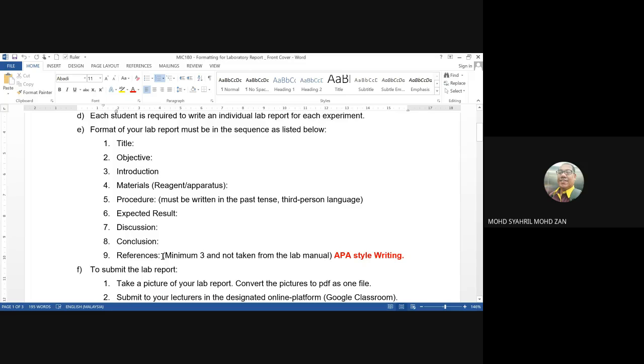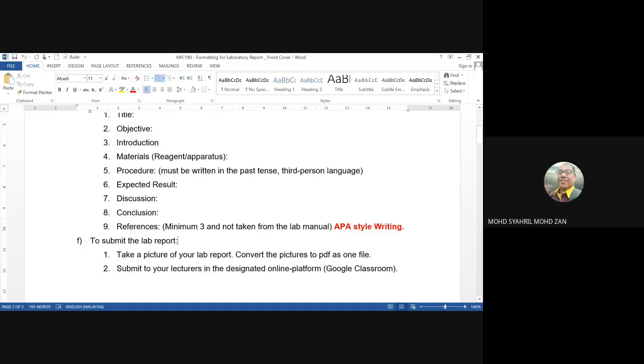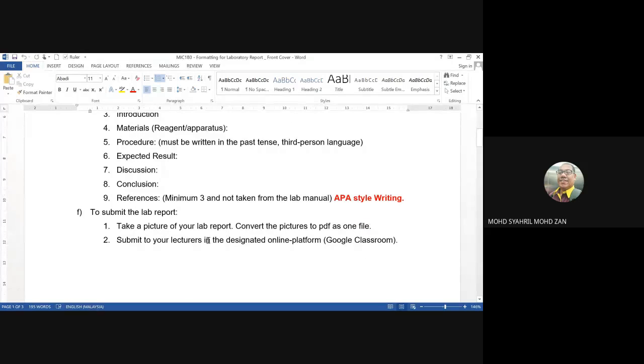The last one will be your references. Minimum 3, and not taken from the lab manuals. Make sure you have your own references, and those references must be written in APA style. So please open your Google and check APA style writing. To submit the lab reports, take a picture of your lab reports, convert the pictures to PDF as one file, and then submit it in our online platform, which is Google Classroom. I will be giving you the group and the link later on.